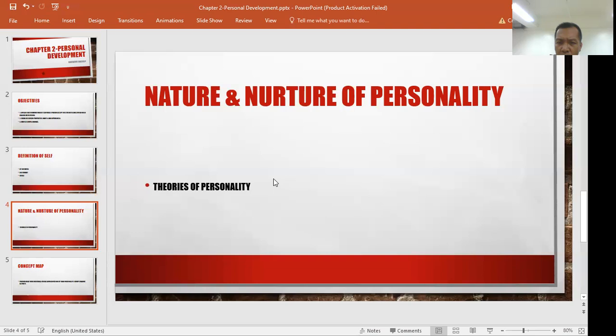Social learning process or social learning theories. These are the theories that attribute differences in personality to socialization, expectations, and mental processes. Next, humanistic theories. These theories stress private, subjective experience and personal growth of the human person.